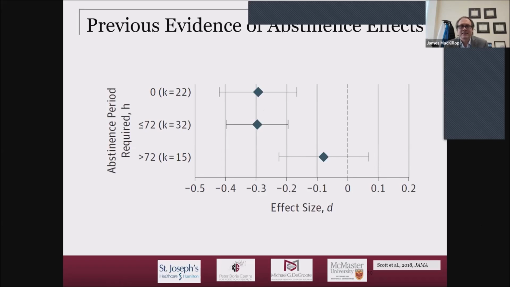So it seems like we're seeing more and more evidence that there are chronic effects, in the sense that for people who are active users, especially if you see evidence in their urine drug screen, there will still be some cognitive effects, but longer term abstinence seems to reverse those cognitive consequences.